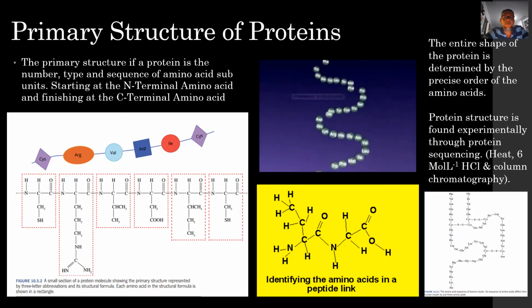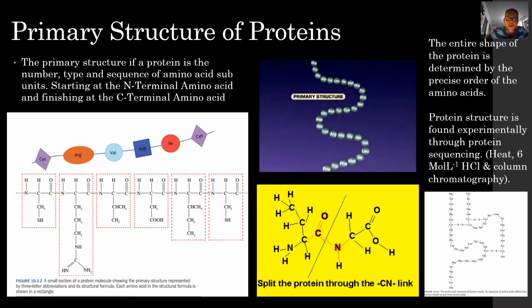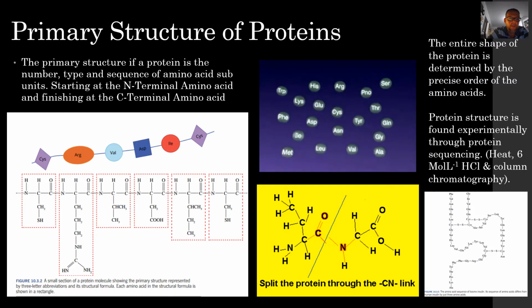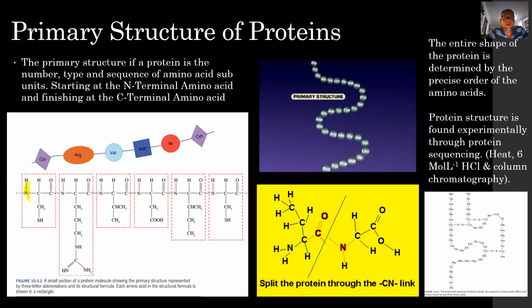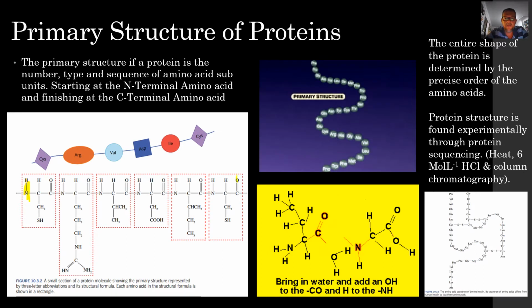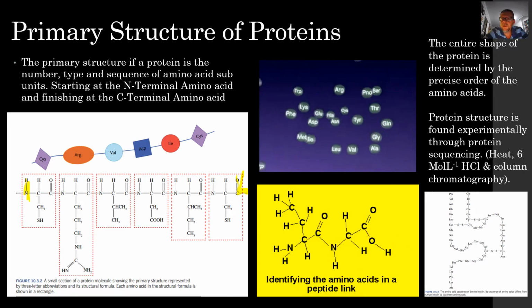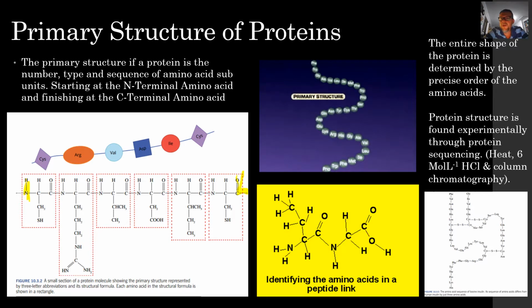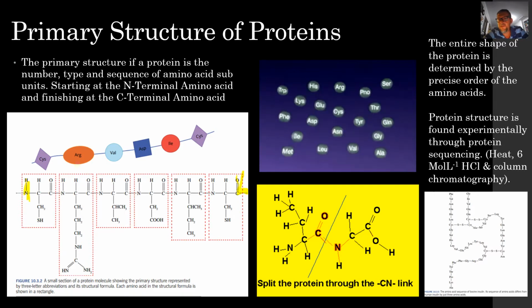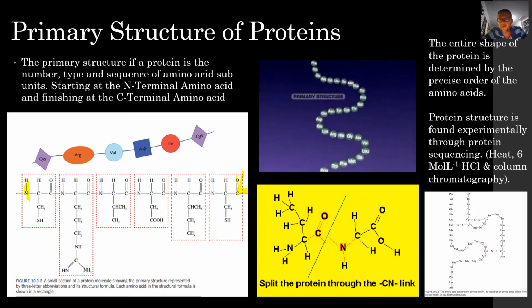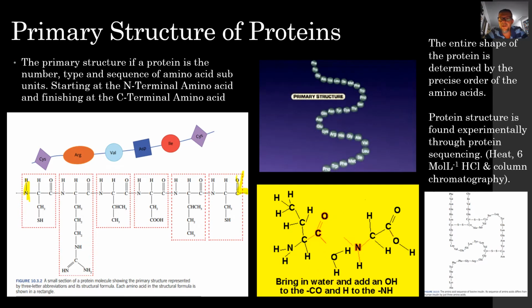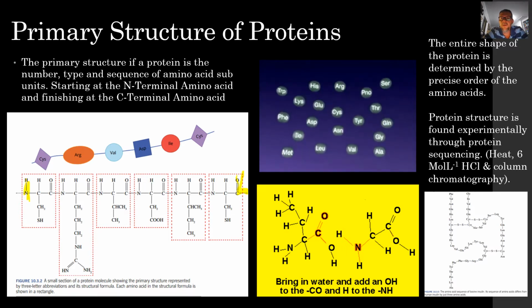So the primary structure of a protein is the number, the type, and the sequence of the amino acid subunits. So you start at the N-terminal, remember, and then you finish at the C-terminal end amino acid. Now the entire shape of the protein is determined by the precise order of amino acids, and the protein structure is actually found experimentally, and that's through protein sequencing. And you're going to cook your proteins essentially with heat, about 6 molar sulfuric acid or hydrochloric acid, I think it was, and use column chromatography.